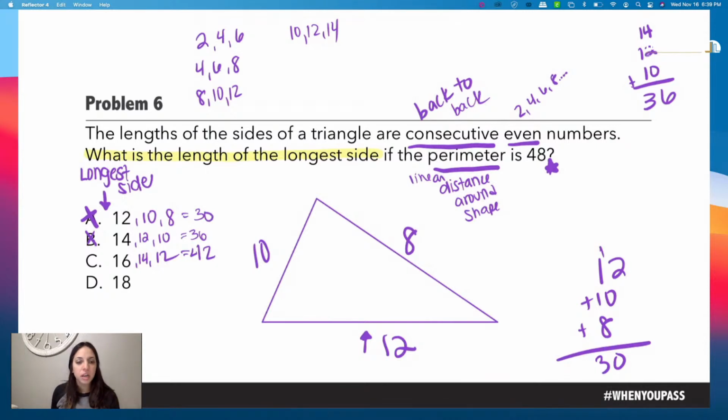Is that my answer? Nope. So 18 has to be my answer. 18, 16, 14. And when I add all of those up, I get 48. So if you don't understand how to do these problems, use your answer choices to help.